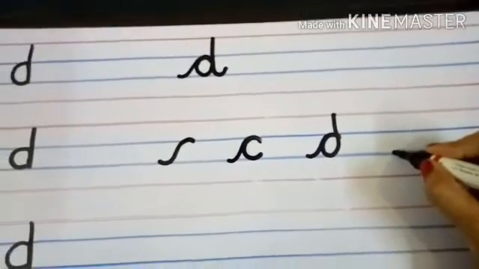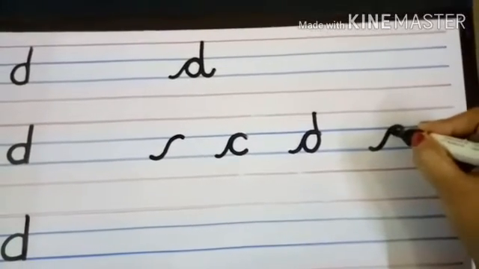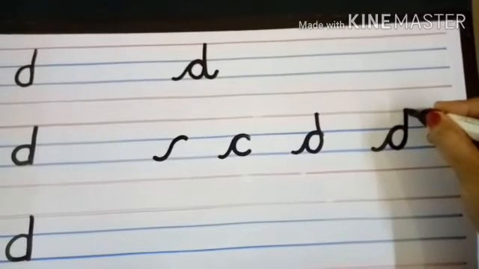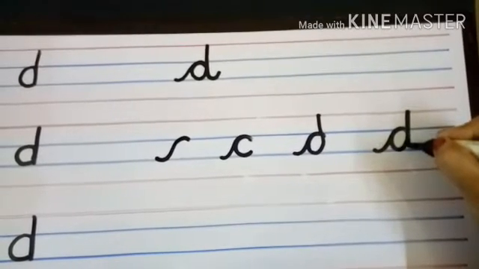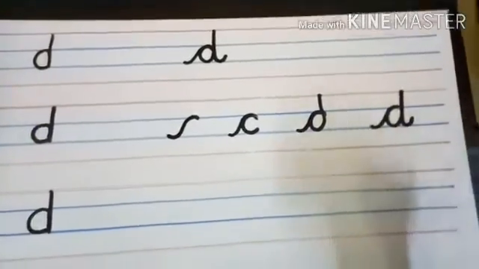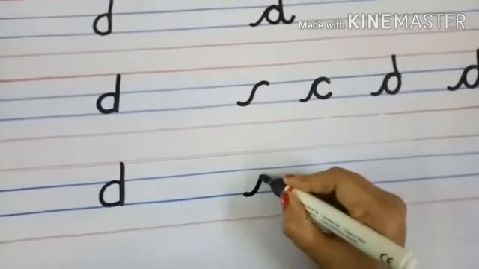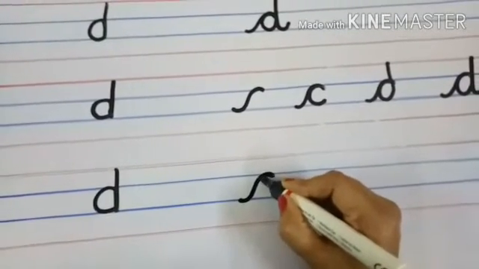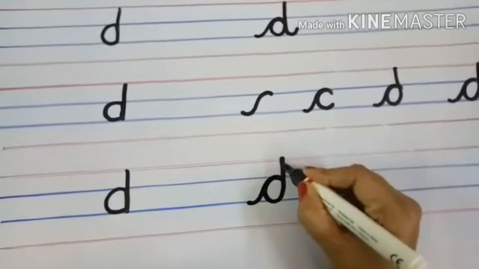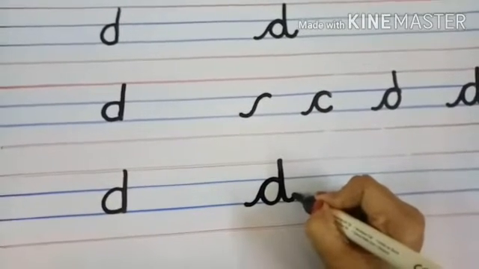Again keep your pencil on the third line and draw the curve wave stroke. Again draw the left curve. Go up till the first line and come down till the third line and make a small curve at the bottom. Children, see once again. Keep your pencil on the third line. Draw the curve wave stroke. Again make a left curve. Go up till the first line. Come down towards the third line and draw the small curve at the bottom.